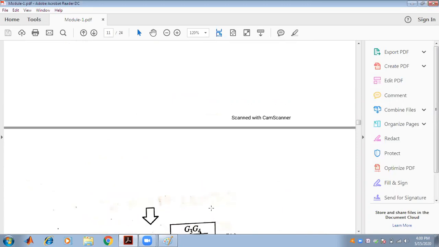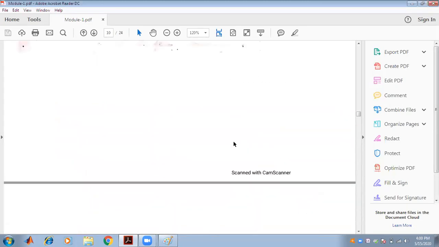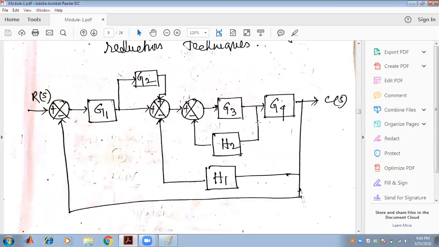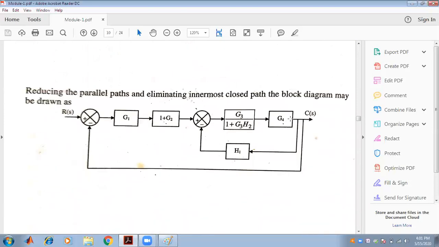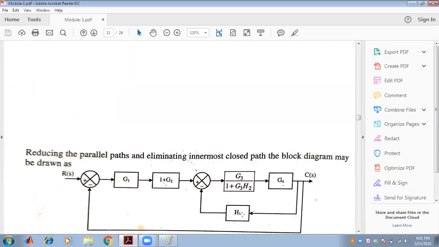Again, we are taking this H1 as a feedback, which we have already done. First we did this portion as a block reduction technique with a feedback. Then for this portion, the total gain is multiplied with whatever we gained in the reduction, G3 by 1 plus G3 H2. It is totally multiplied with G4 to get the open loop gain, which means this total part is eliminated. Then the open loop gain becomes G3 G4 by 1 plus G3 H2, and this one has an H1 negative feedback.